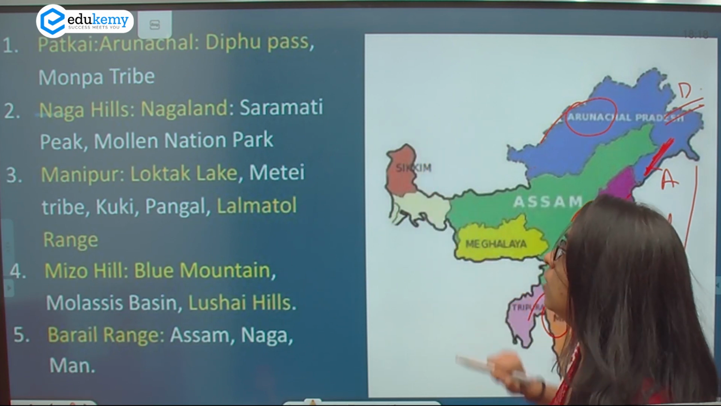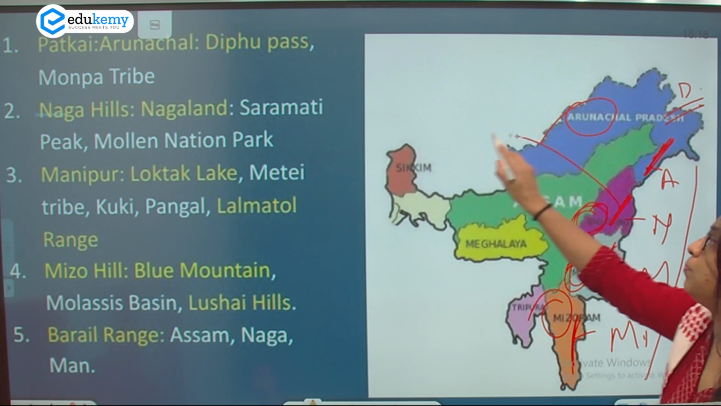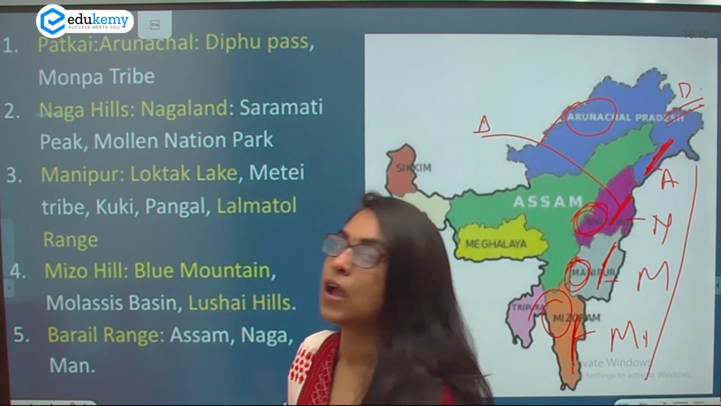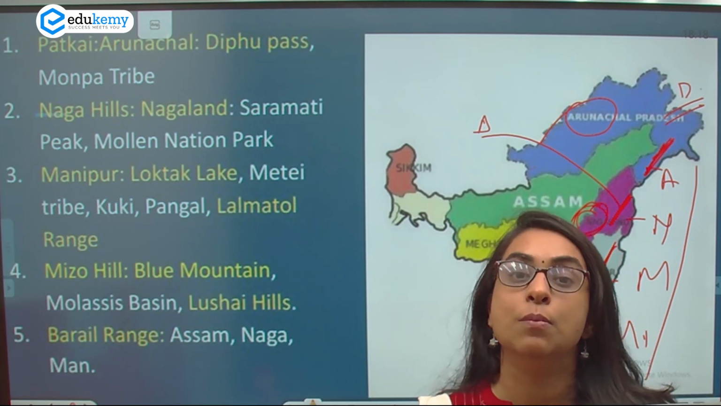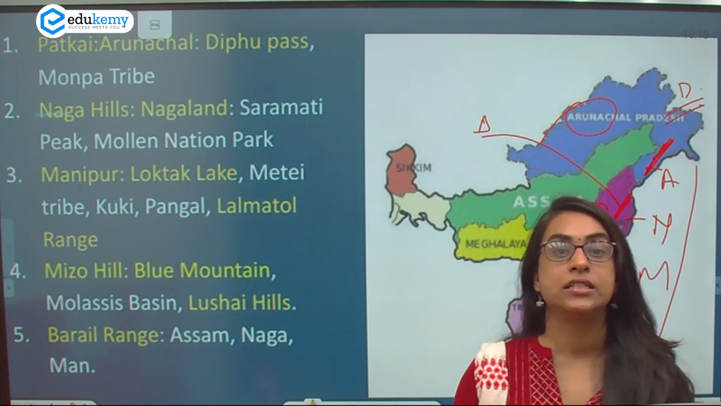Coming on to Nagaland. In Nagaland you have the Naga Hills, and the important peak of the Naga Hills is the Saramati Peak. And here in Nagaland you have an important park, which is the Moraine National Park. So remember the park and the states also.